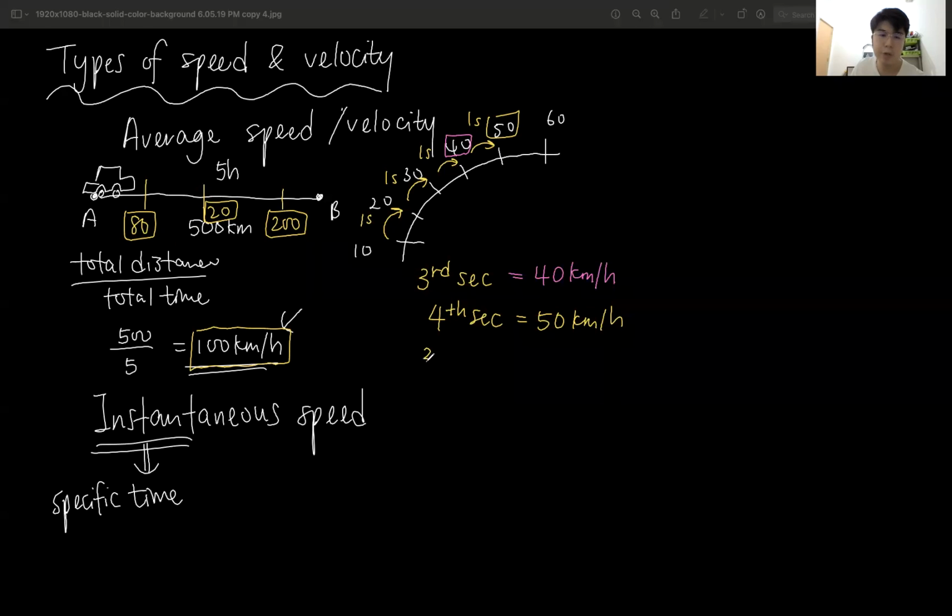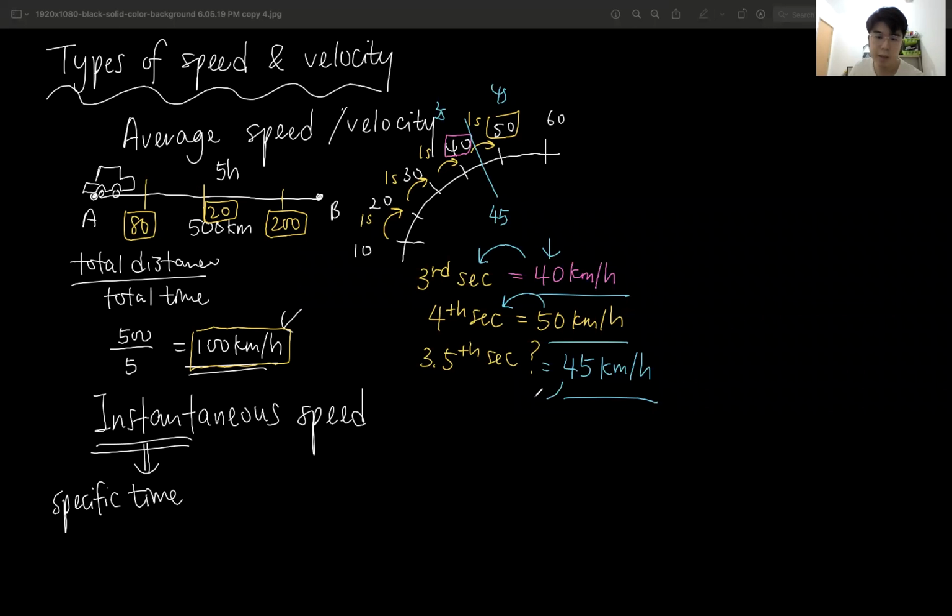What about if I say, what is your speed at 3.5 second? Then you would go down here. This is 3 second, this is 4 second, right? So 3.5 is somewhere in the middle here. That would be around 45. So then you will say 45 kilometer per hour. All this is your instantaneous speed. This is instantaneous speed at this particular second. This is instantaneous at this particular second. And this one is at this particular second. The very next second, your speed changes. You can see 3rd second, 40, 3.1, changed already. 3.5, changed already. So instantaneous, we only talk about that specific time. The very next second, it changes and it keeps changing like that. Okay, understand? Right? So that is instantaneous and it is different from average.